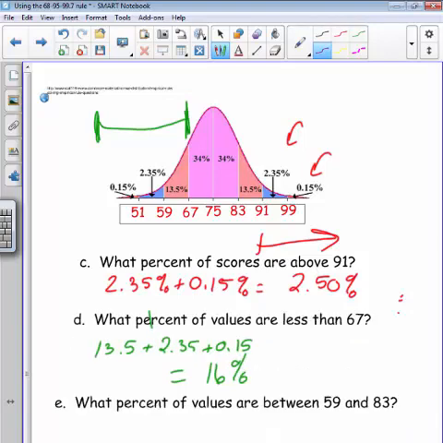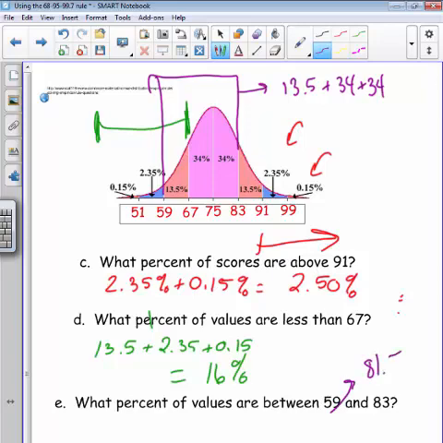Our last question says, what percent of values are between 59 and 83? 59 is here, 83 is here. I'm going to add together 13.5% plus 34% plus 34%. This is going to give me 81.5% of the data. This tells us that 81.5% of students scored between a 59 and an 83 on this exam. This is how the 68, 95, 99.7 rule works, and how it can be very useful in determining percents for given data sets.